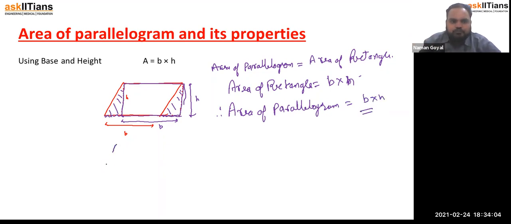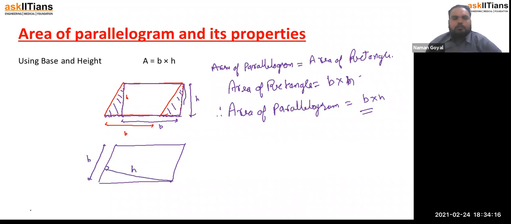Okay, see, if there is a parallelogram like this, and this side is given as the base, then this length is the height, right? The height is the perpendicular to the base, right? So we have to take that base and that height which are perpendicular. Suppose this is the base given and this is the height given, then we cannot say it is base into height, right? If this is the base given and this is the height given, then we can say that the formula is B into H.